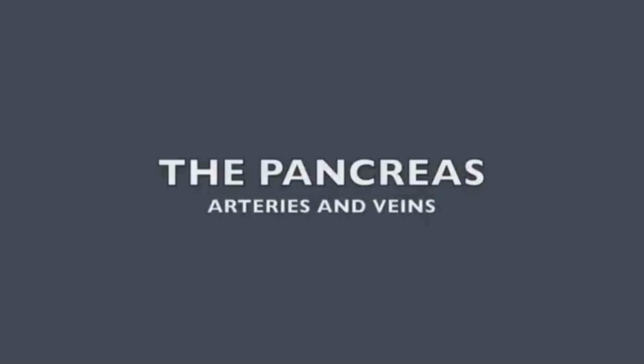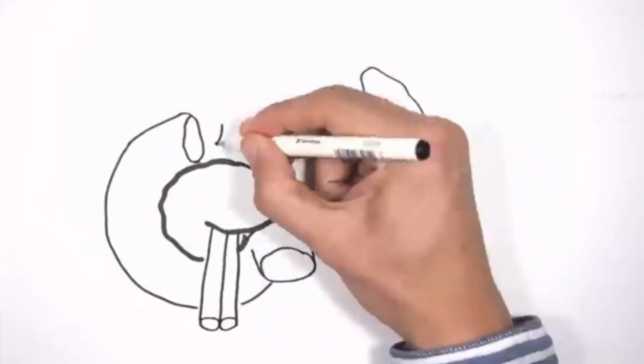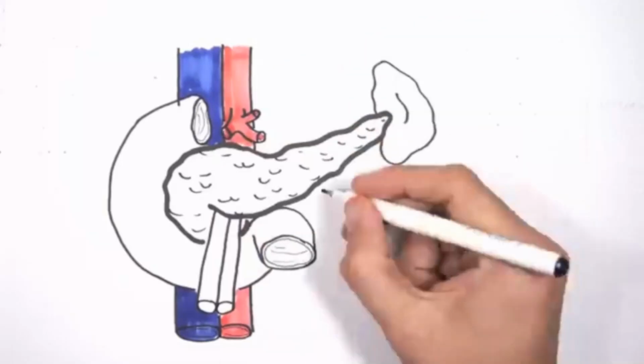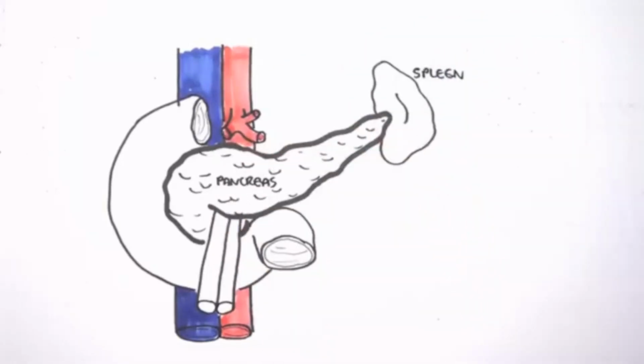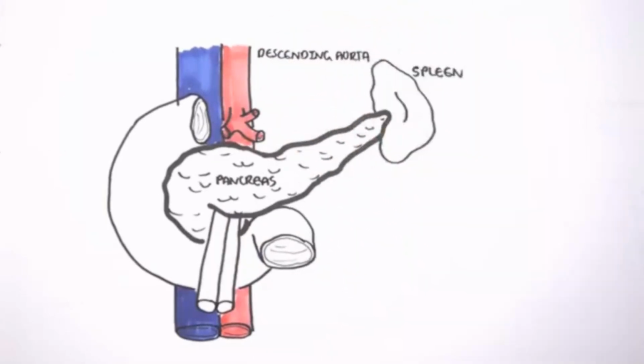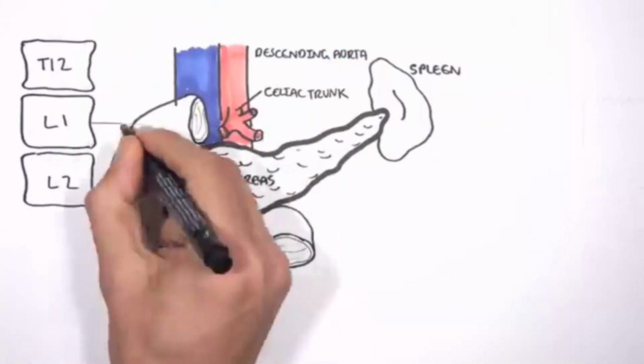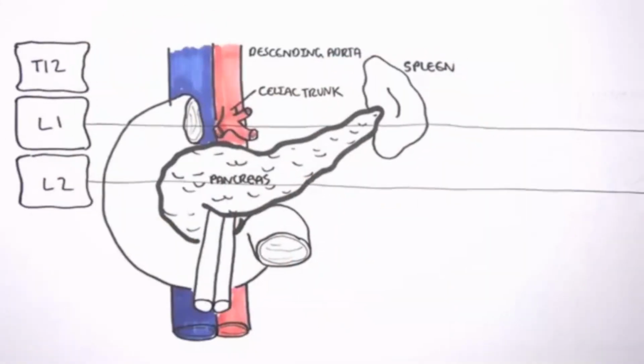Let us now focus more on the arteries and veins of the pancreas. The pancreas sits in front of the inferior vena cava and the descending aorta. The tail of the pancreas tickles the spleen, and the head of the pancreas is next to the duodenum. The descending aorta runs here, and the celiac trunk branches at about the T12 to L1 vertebral level. The celiac trunk has three main branches which supply the organs around it.